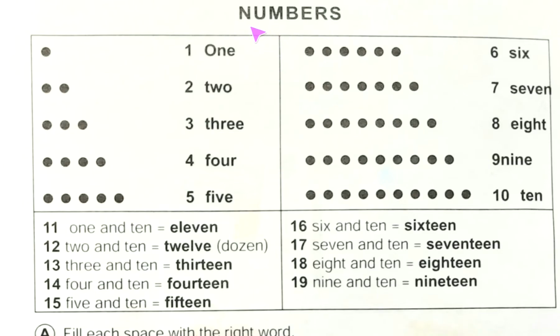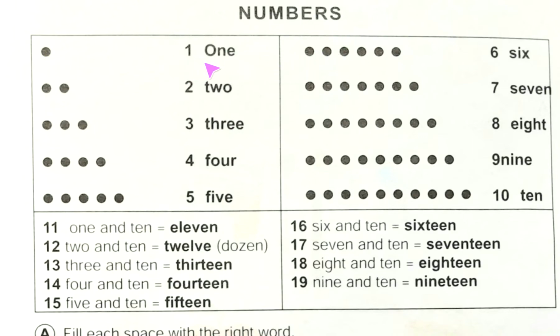Hello. It looks like mathematics because numbers are written here. But today I'm going to discuss Junior English Book 1, page 4. The topic is numbers actually. Here, see, it's written 1.